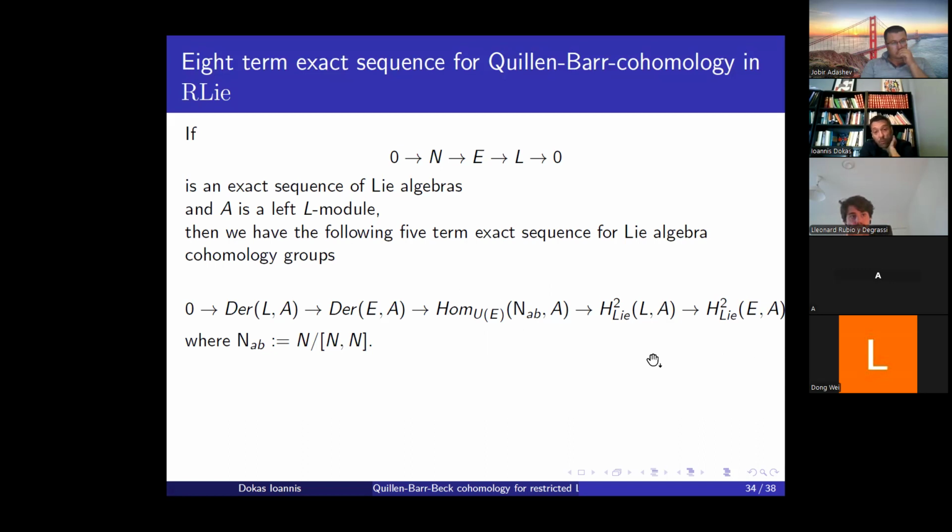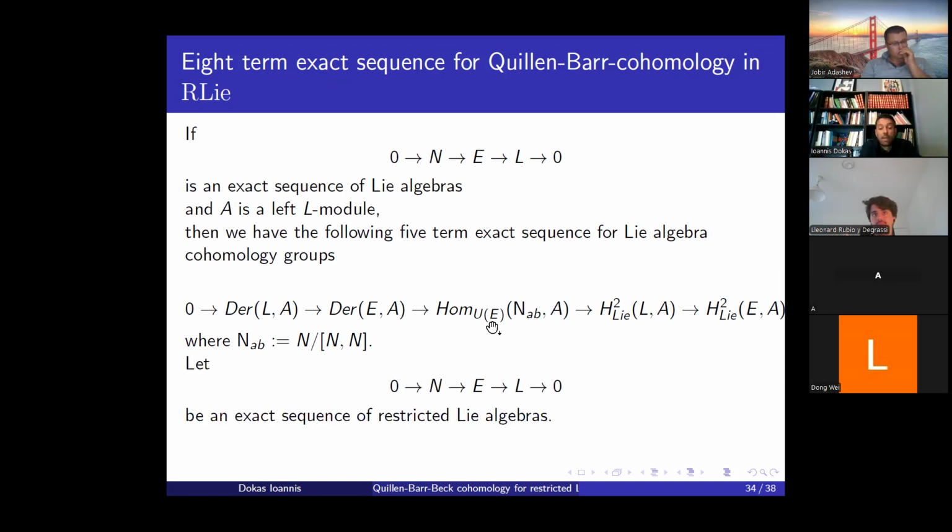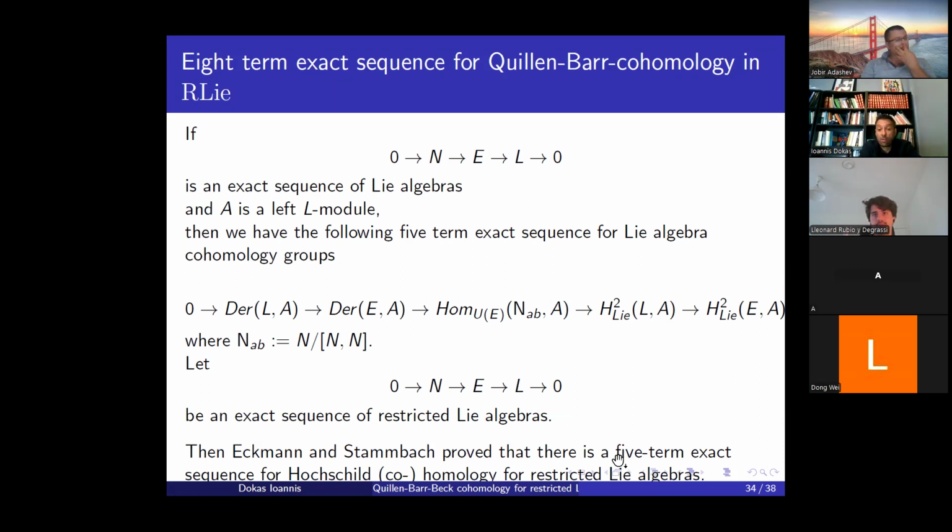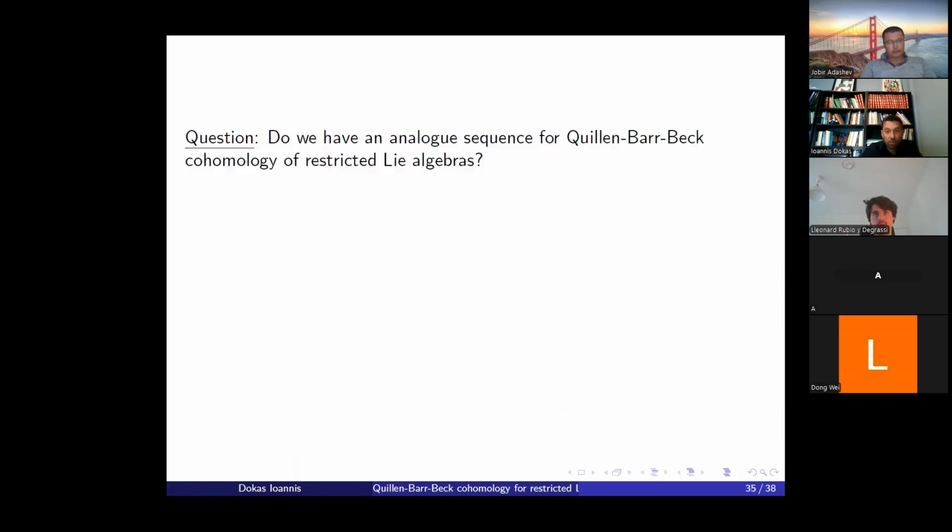Now, suppose that we start with an exact sequence now of, instead of Lie algebras, restricted Lie algebras, like this. Then it is proved by Evens and Stammbach that there is a 5-term exact sequence analogous to this one for Hochschild cohomology of restricted Lie algebras. So the question now, which arises also naturally, is: do we have something similar for Quillen-Barr-Beck cohomology for restricted Lie algebras? So that was my motivation.